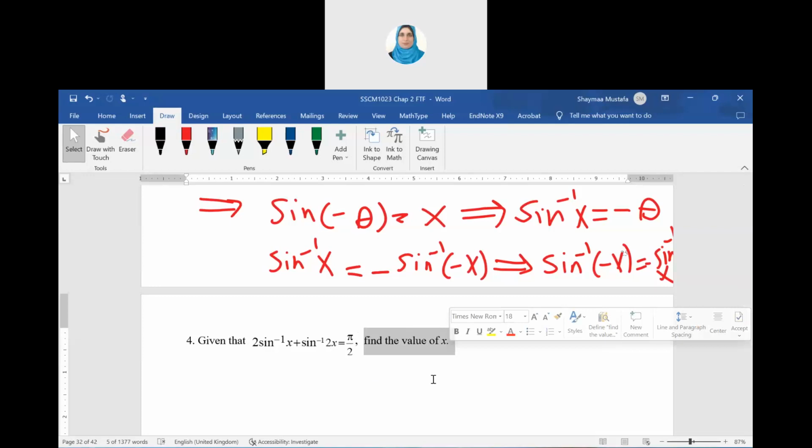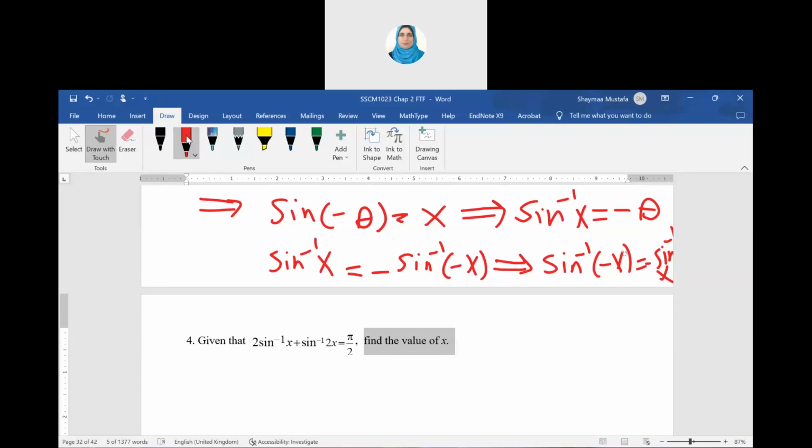Maybe two is a proof and one is find the value of x, or maybe two is find the value of x and one is the proof. So you need to differentiate when you have to prove and when you have to find the value of x. Now I have this relation: 2 sine inverse x plus sine inverse 2x is equal to pi over 2. And I need to solve it to find the value of x.